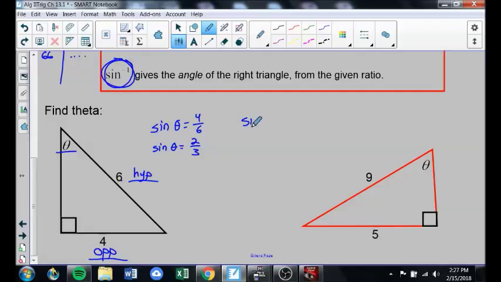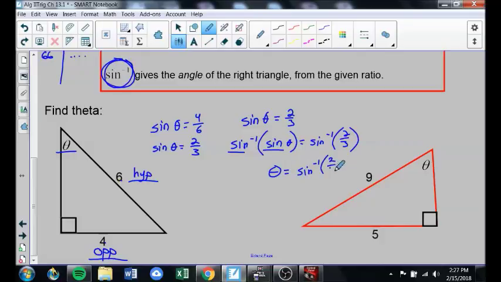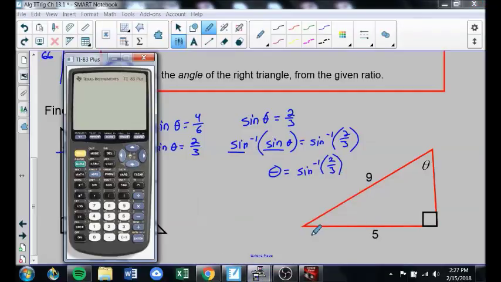If the sine of theta is 2/3, I want to find what theta is. So I'm going to take an inverse sine of both sides. The inverse sine of the sine of theta equals the inverse sine of 2/3. Well, now the inverse sine and the sine undo each other. They're inverses of each other. So the angle theta, the measure of the angle, is going to be the inverse sine of 2/3.